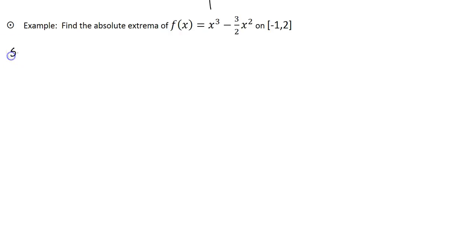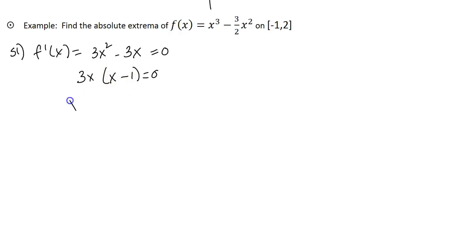So another example here, we're going to start by finding the critical numbers. So this would be 3x squared minus 3x, if you multiply 3 halves by 2. And again, this exists everywhere, so we're just going to set it equal to 0. So 3x times x minus 1. So we get x equals 0 or 1 are the critical numbers.